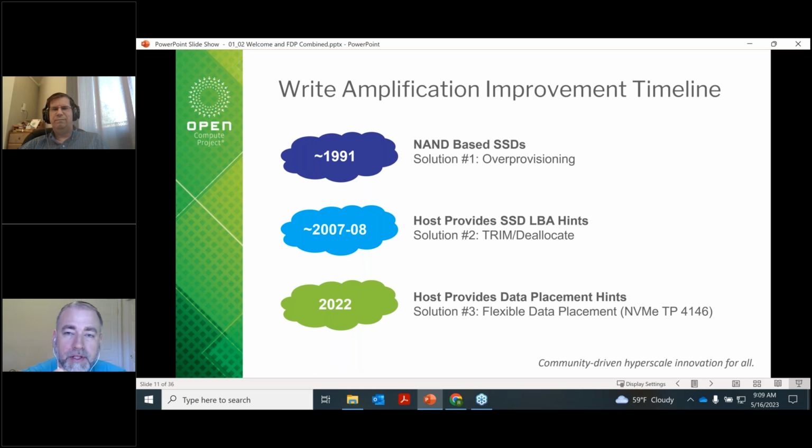Circa the mid 2000s, 2007 or 8, trim caught on, and this is the ability for the host to indicate when data is no longer needed, which allows the drive to be more efficient on garbage collection decisions. Then skip forward to now, and we're talking about FDP, and this is the next logical leap in improving WAF and reducing the impacts of write amplification. Next slide.